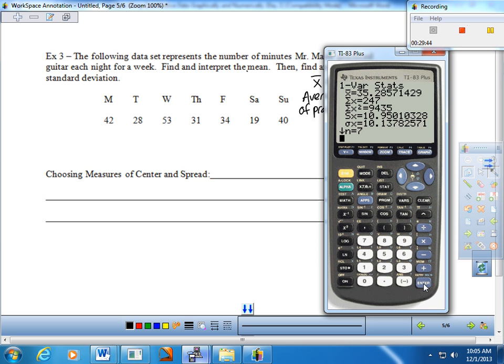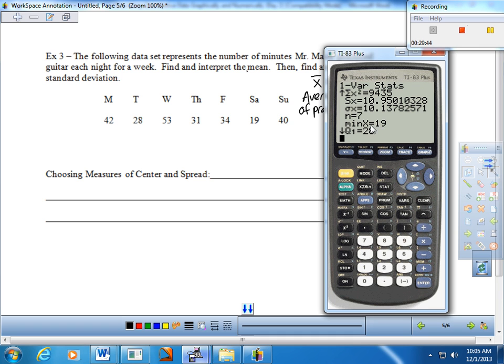Notice a couple things have come up. Number one is look at X bar. There it is, 35.29. That's what I calculated right up there. Great. And then here's the one we're focused on, the standard deviation of our data set right there. We get about 10.95. So that's what I need us to put in. We'll do that momentarily. And by the way, down below, 7 data values.